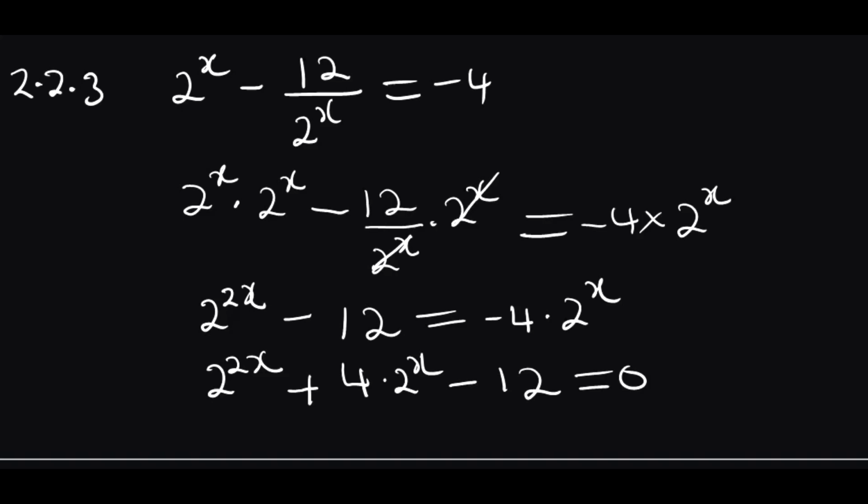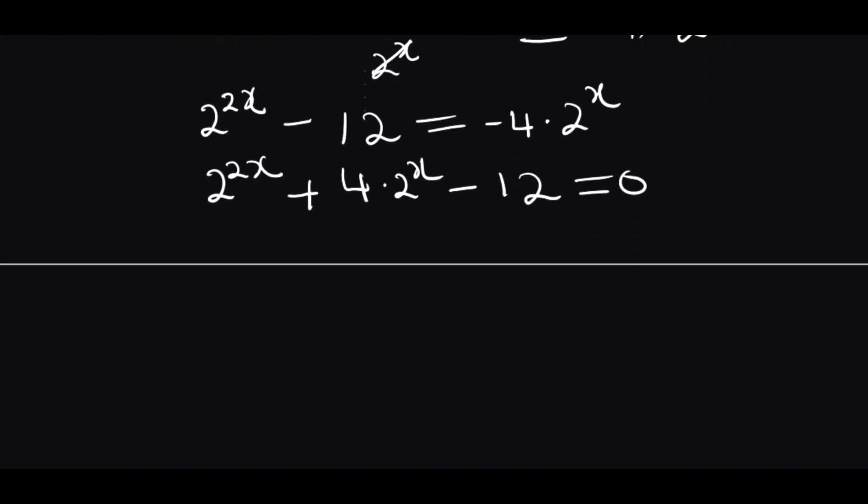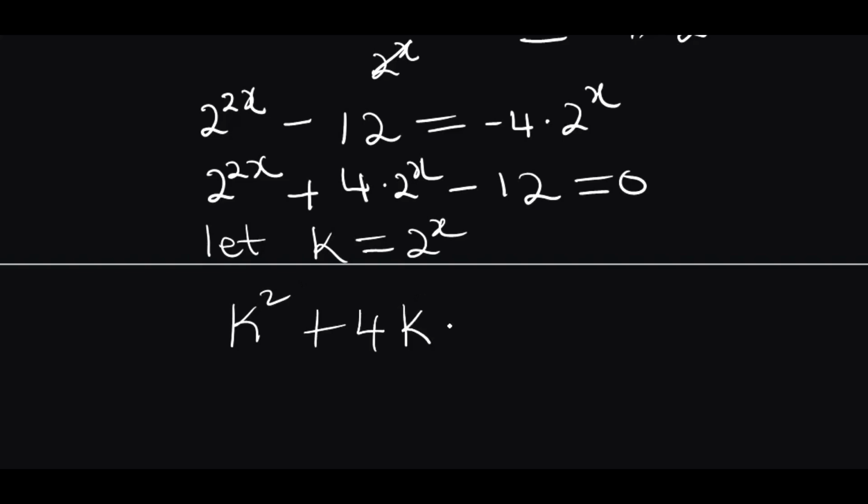Now, the only method that is going to help us here is to use the k method, where we need to let k equal 2 to the power of x. Then where there is 2 to the power x, we put k. Meaning here we will have k squared plus 4k minus 12, which is equals to 0.